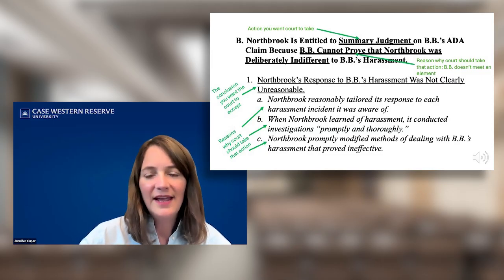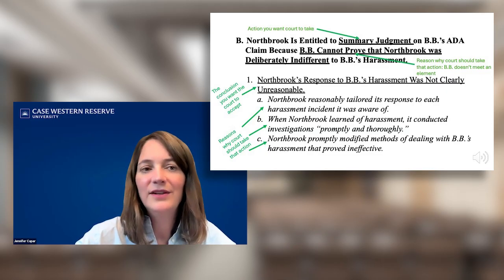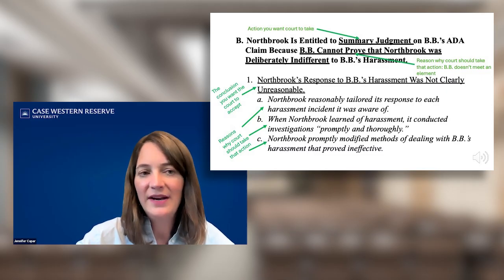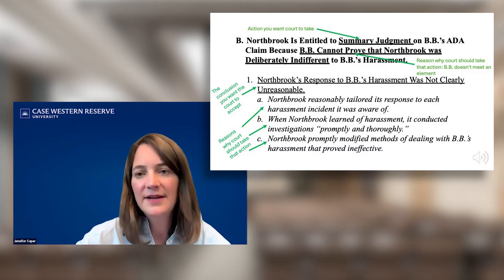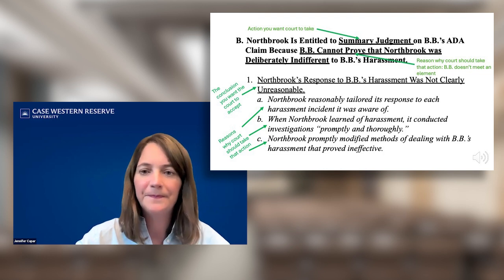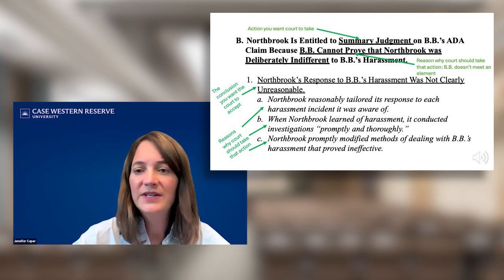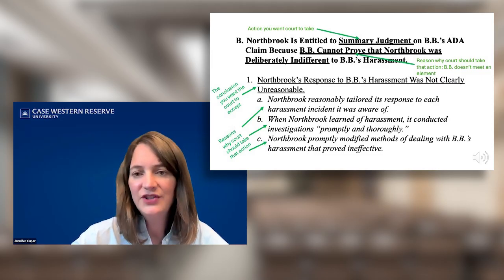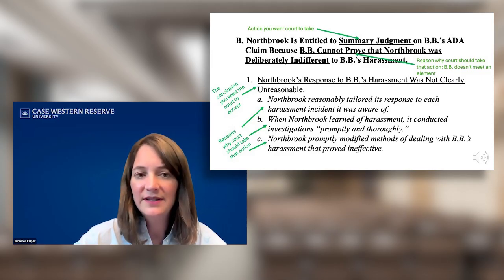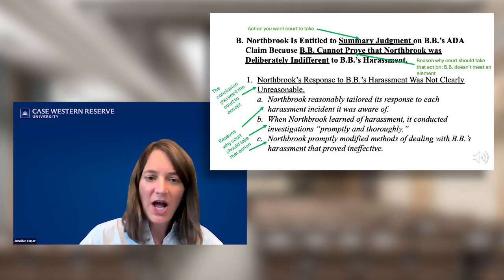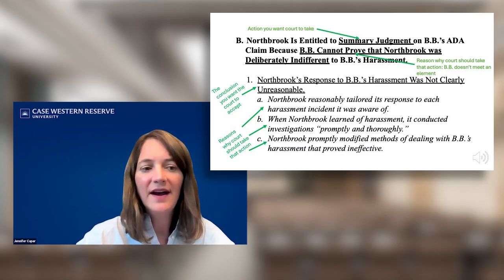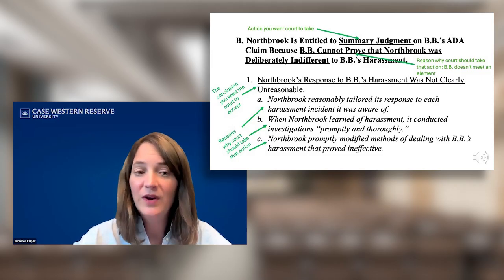If you look at the top level heading, you can see the action that the writer wants the court to take, which is granting summary judgment to the school district. If you continue reading that subheading, you can see the reason why the court should take that action, and that's because the student does not meet one of the elements of the claim, specifically that the school was deliberately indifferent to the harassment.